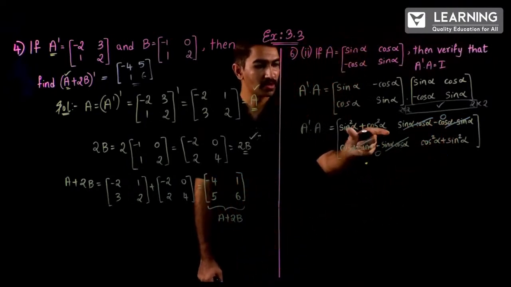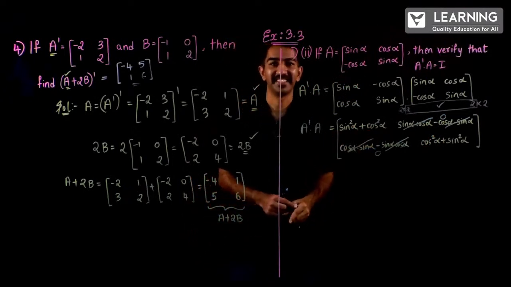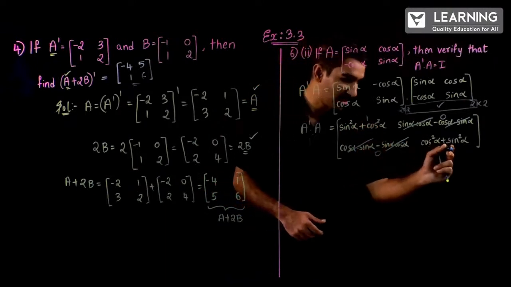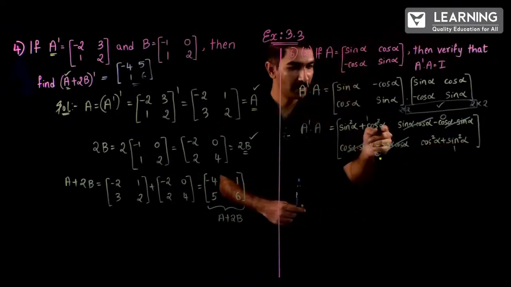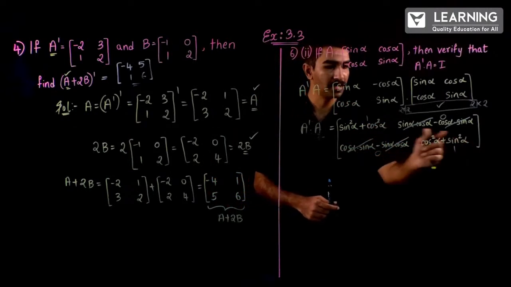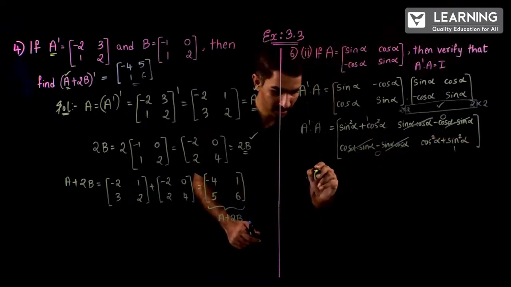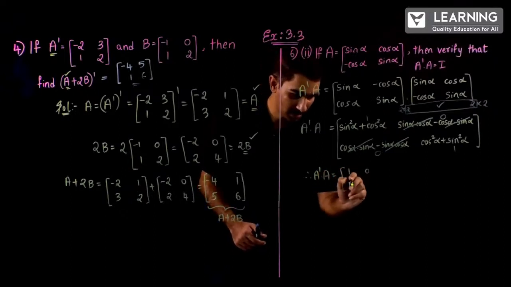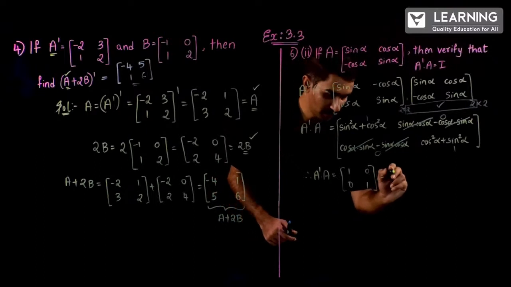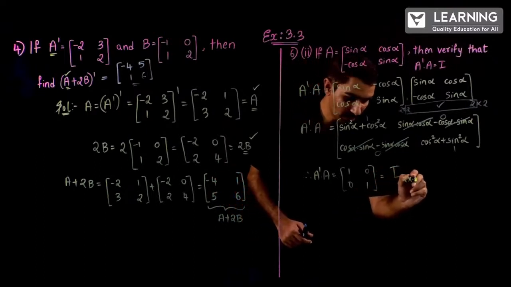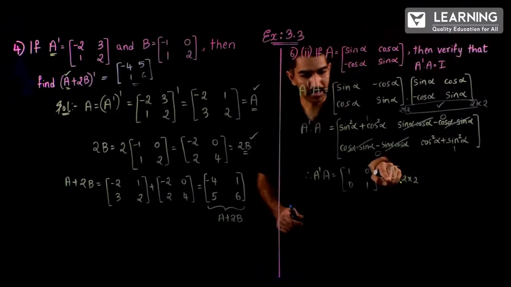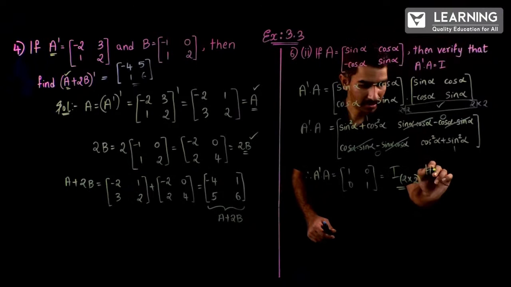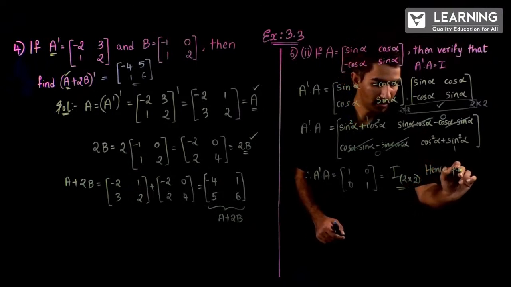What is sin square alpha plus cos square alpha? What is this? A trigonometric identity. Correct? So this is equal to 1, as well as this is equal to 1. Same thing: sin square alpha plus cos square alpha, here we have written cos square alpha plus sin square alpha. So therefore, A dash into A is equal to 1, 0, 0, 1, which is equal to I 2 cross 2. It means it is an identity matrix, and what is the order of I? 2 cross 2. And we have hence proved.